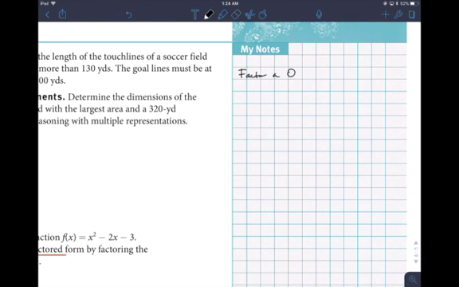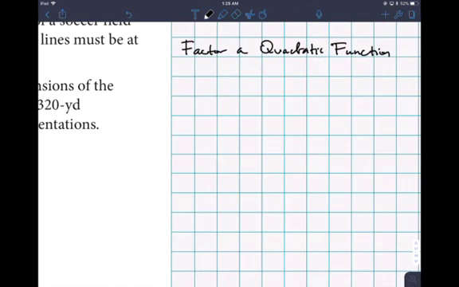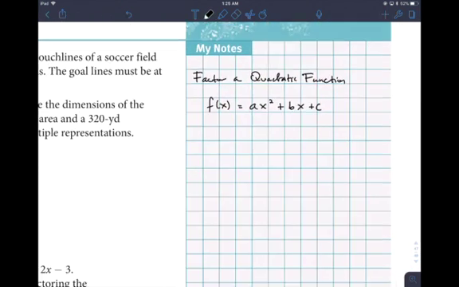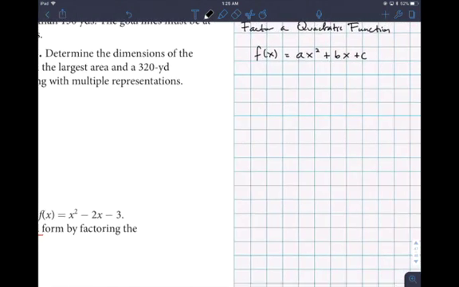Factor a quadratic function. And again, a quadratic function is in the form, if I use function notation, f of x equals ax squared plus bx plus c. So that's the form of a quadratic. The example we're doing is example 1.